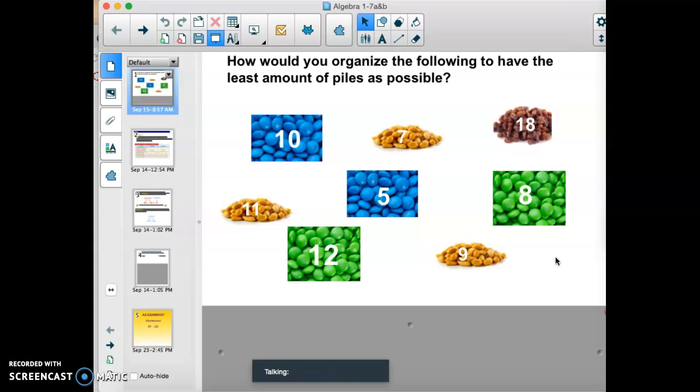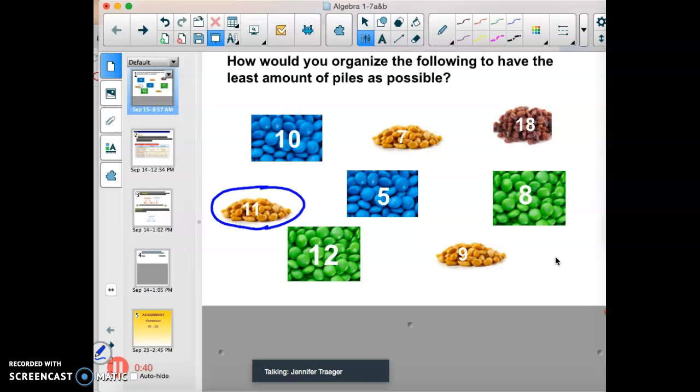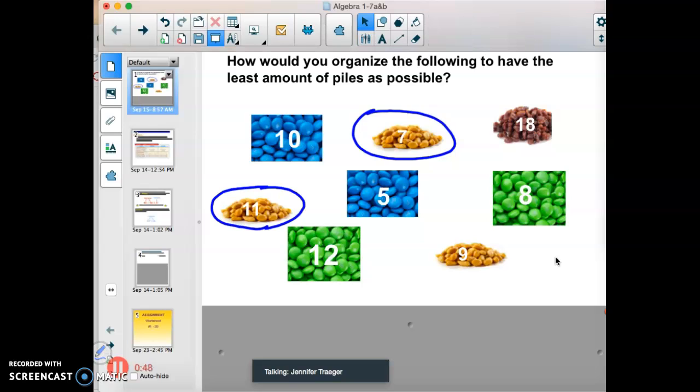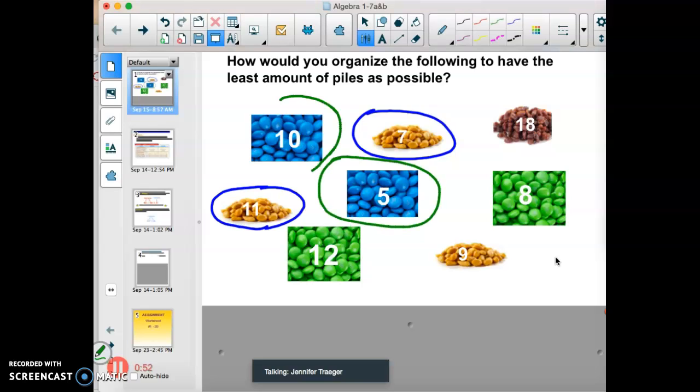Put one pile on the other pile. Yeah. And which piles would you put together? 9 and 7 and 11. You put together 7 and 11. So I'm going to circle in blue 7 and 11. Any others? 10 and 5. He says 10 and 5. I'm going to do it a different color. 8 and 12.